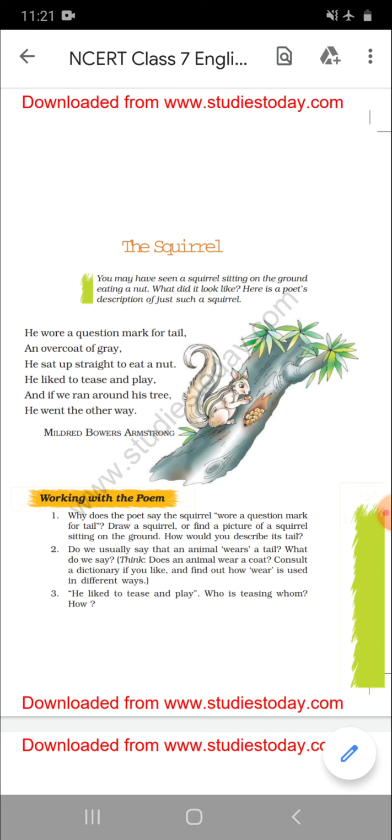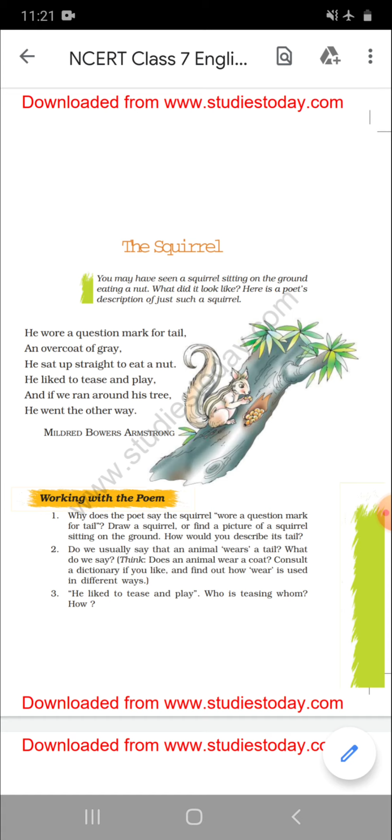He wore a question mark for tail, an overcoat of grey. Now, he wore a question mark for tail means the squirrel's tail was curled or shaped like a question mark. You must have seen a question mark for sure. And that was the shape of the squirrel's tail. An overcoat of grey means the fur on the squirrel was tinged with grey.